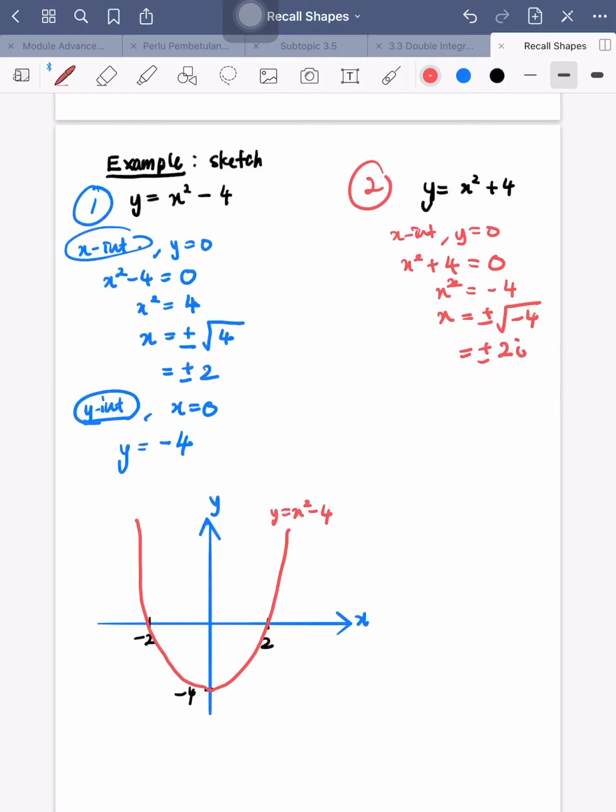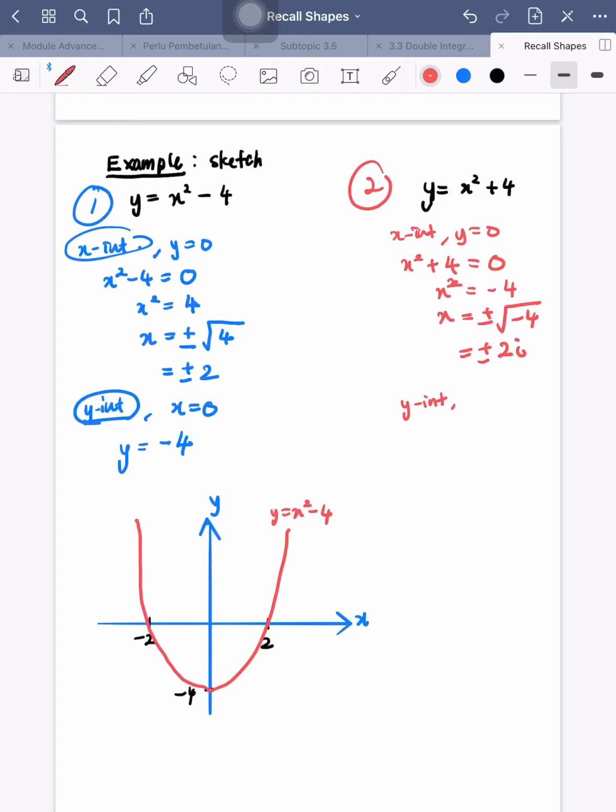Why? Because in the set, we cannot have negative. If we have negative, that is an imaginary number. Imaginary number is not in advanced calculus. So we sketch real numbers only. So in this case, there's no intersection at the x-axis. Don't worry, you can still solve this one. Try to find the y-intercept first.